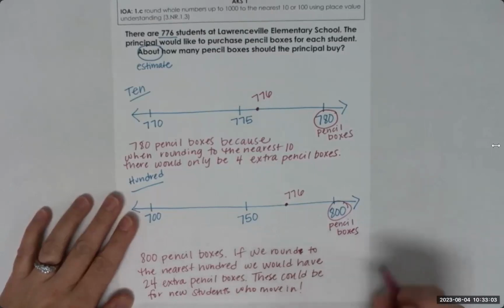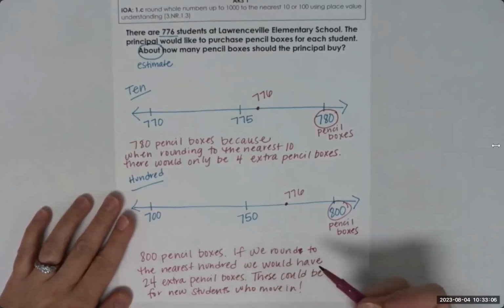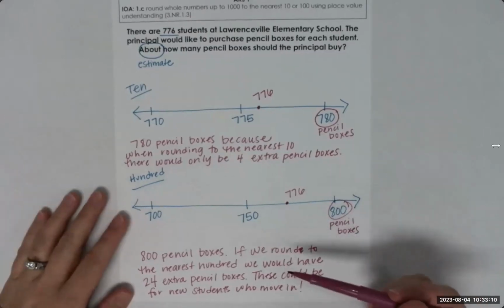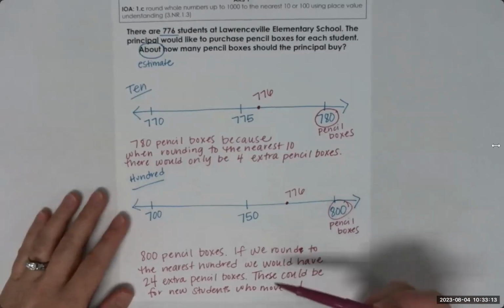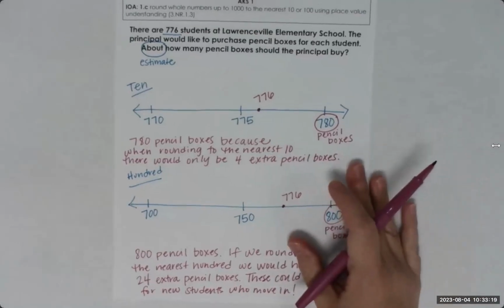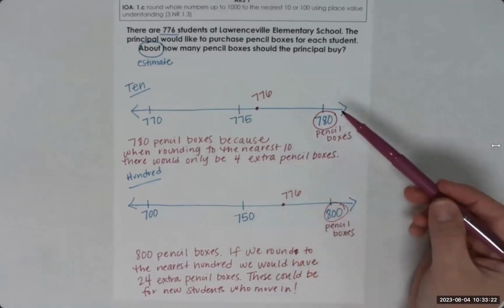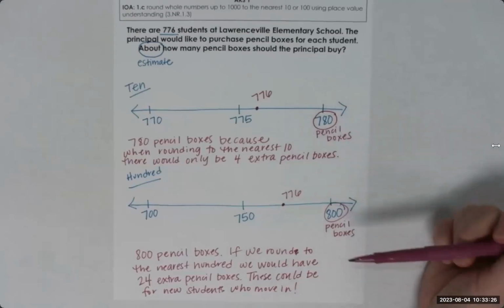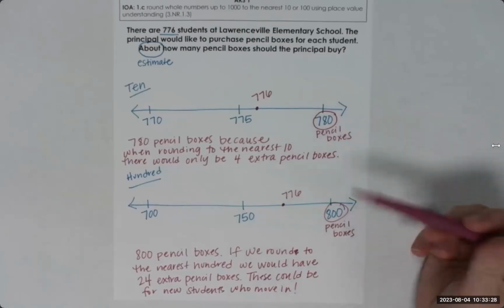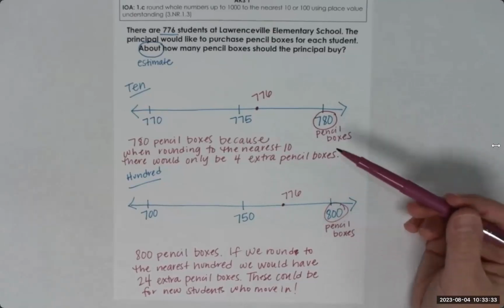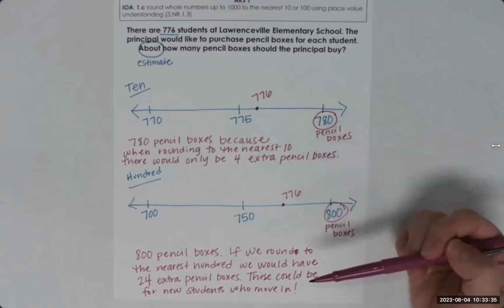Doesn't that sound authentic? Doesn't that sound reasonable? Well, yeah. Think of it as teachers. Sometimes we always like to buy a little bit more than what we actually need. What if we get a new student? What if one of them breaks? We'd have 24 extra rather than 4. So this is a great problem that you could utilize with students because really both answers are correct. I could suggest that the principal buy 780. I could suggest that the principal buy 800. I used my rounding techniques correctly to make an estimate, and I explained why that estimate makes sense to me.